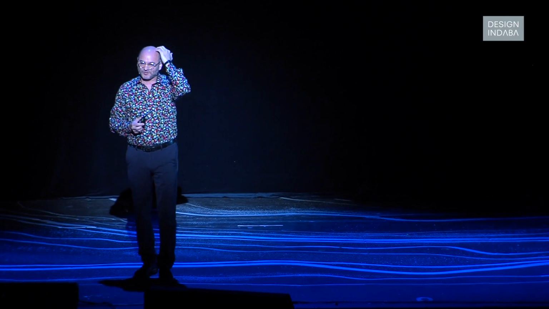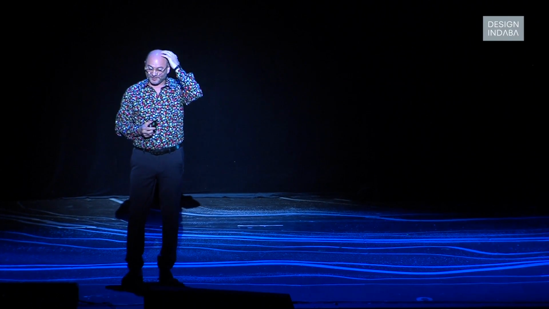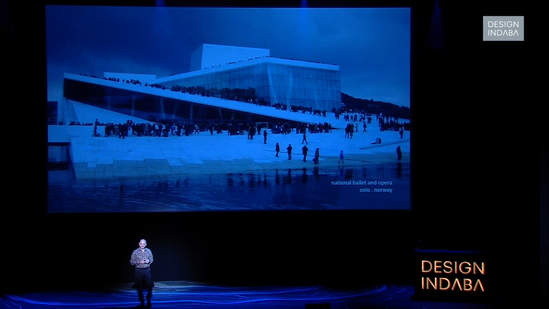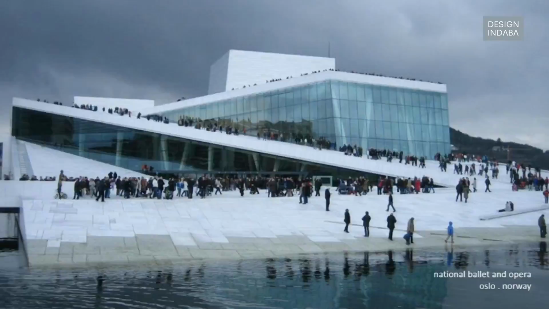And if we don't make it right, we're going to start hurting ourselves and get aggressive, just like any creature might. And of course, this is well established by Marshall McLuhan, the great thinker and philosopher from Canada. He said, the environment that humans create becomes their medium for defining their role in it. So somehow this is an important consequence of what we make. So just to show you a few examples of how we are working with these ideas, you may know this project. It's the National Ballet and Opera in Oslo, Norway.